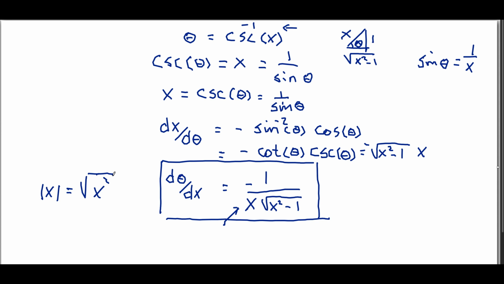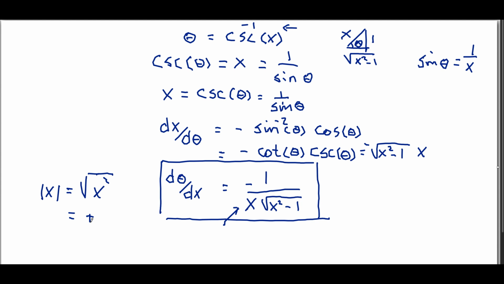All right, what's going on with this AstroPad? Going crazy on me. So that's always positive. Always. So that's the derivative of the arccosecant of x.